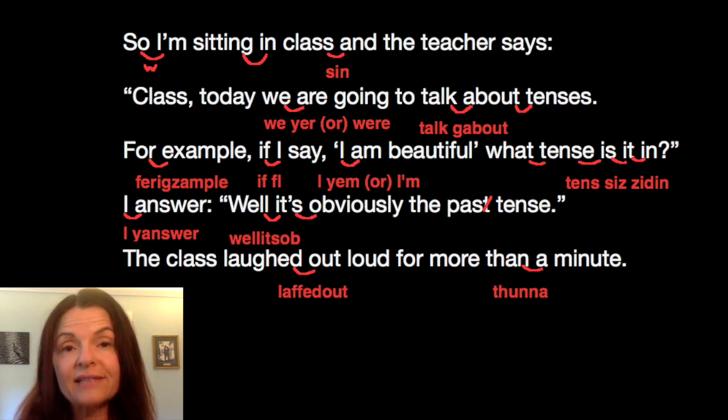The teacher says, "Class, today we are going to talk about tenses." We could say, "Class, today we're going to talk about," and make the "we are" really fast, like just were. Or we could make it a little slower and say "we are," where we connect we and are with a Y. Class, today we are going to talk about tenses.